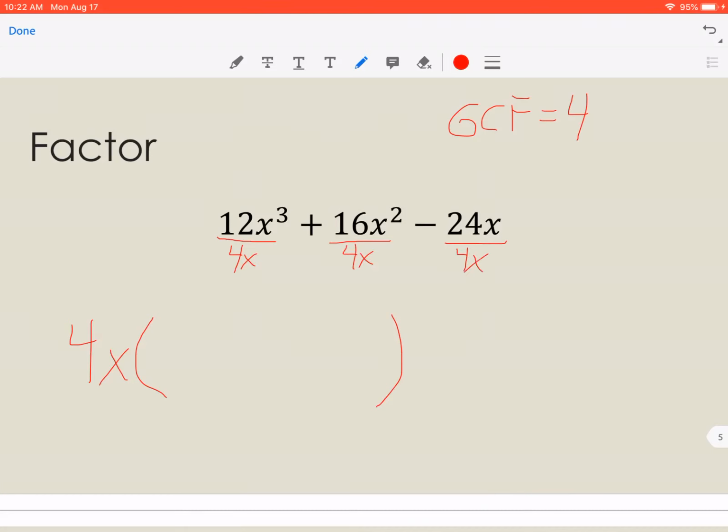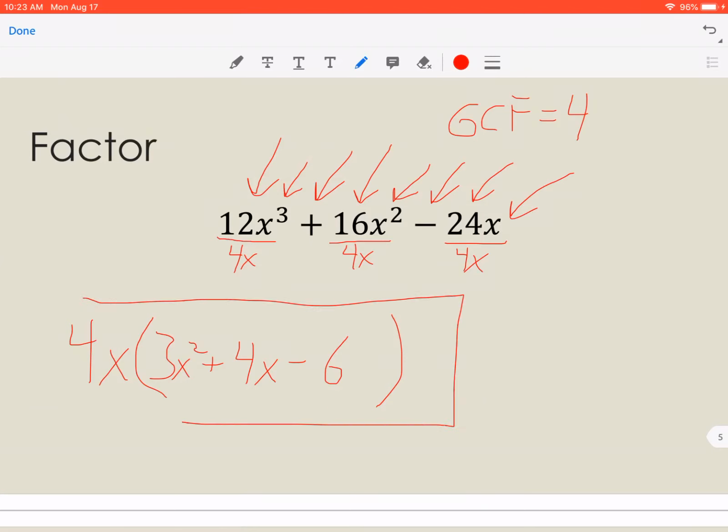All right, so look at this first term. 12 divided by 4, 3. You had 3 x's, you took out 1, x squared. Plus sign, plus sign. 16 divided by 4 is 4. You had 2 x's, you took out 1, should just be x. Minus sign, minus sign. 24 divided by 4 is 6. Well, wait a minute, I had 1 x, but I took 1 away. There's no x's left. That should be my answer right there.